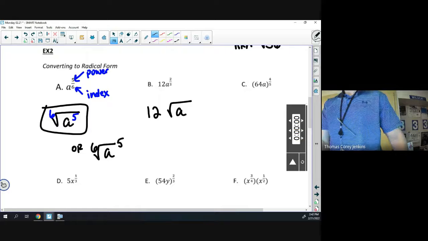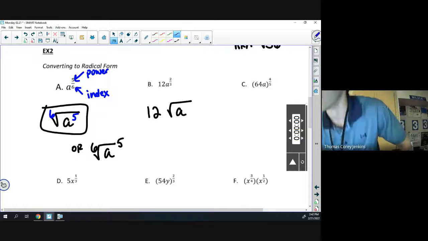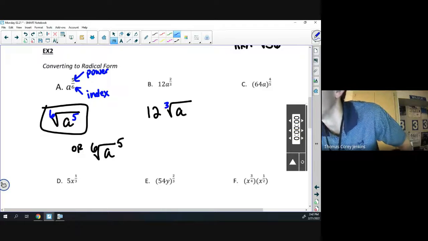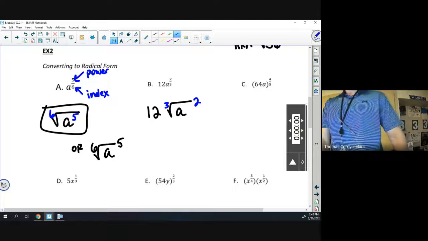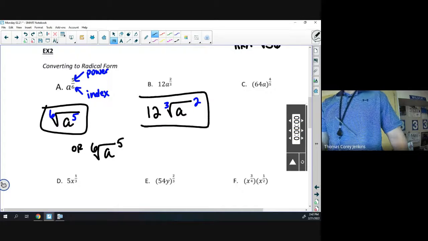Okay, now we figure out where the 3 and the 2 go. So the 3 is my root, the 2 is my power. So I can read this answer as 12 times the cube root of a squared. 12 cube roots of a squared. Sometimes it looks a little bit confusing when you're doing this on paper. So it kind of can look like 12 cubed times the square root of a. So just to avoid that, you can put a little multiplication symbol in between the 12 and your radical.